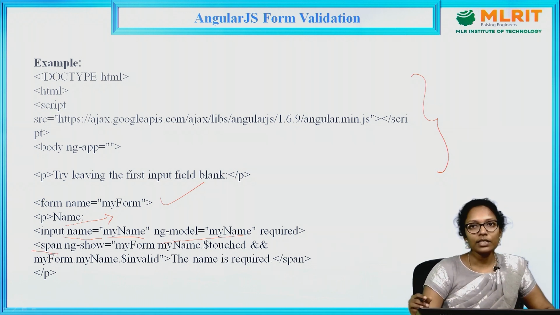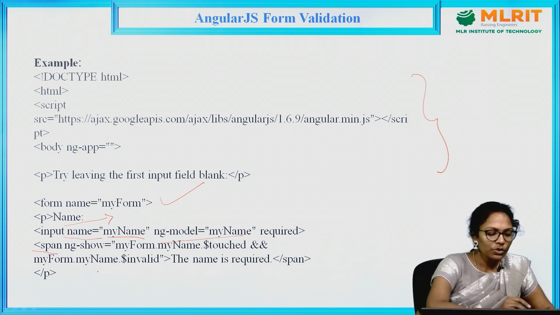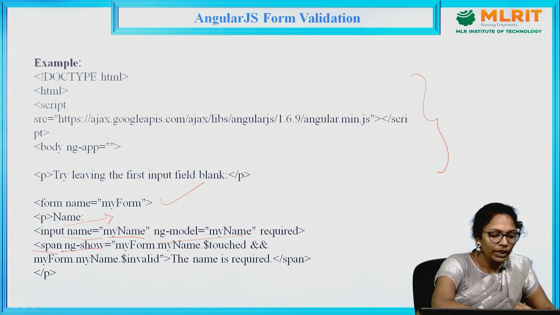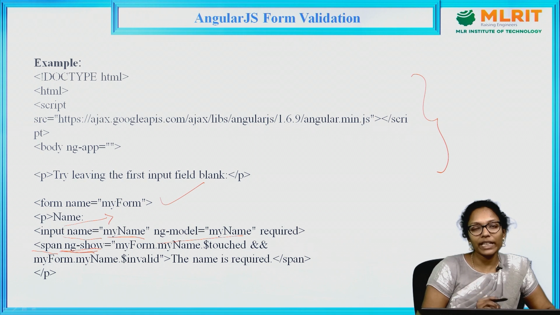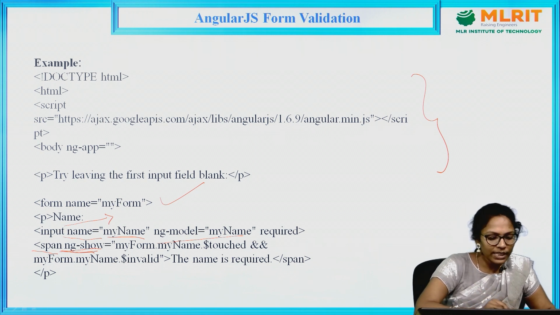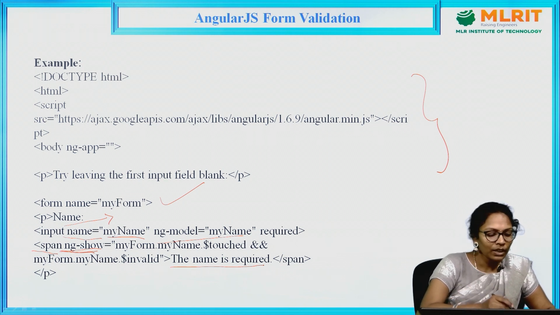Span tag in the sense there is no text initially, but whenever you make some mistake mentioned in the span tag, that will be spanned automatically. So span ng-show. When I need to show this, ng-show will provide some condition. If that condition is true, then the text will be spanned. What is this text it is spanning? The name is required. It is the text. But when will this text be displayed? When this condition is true.